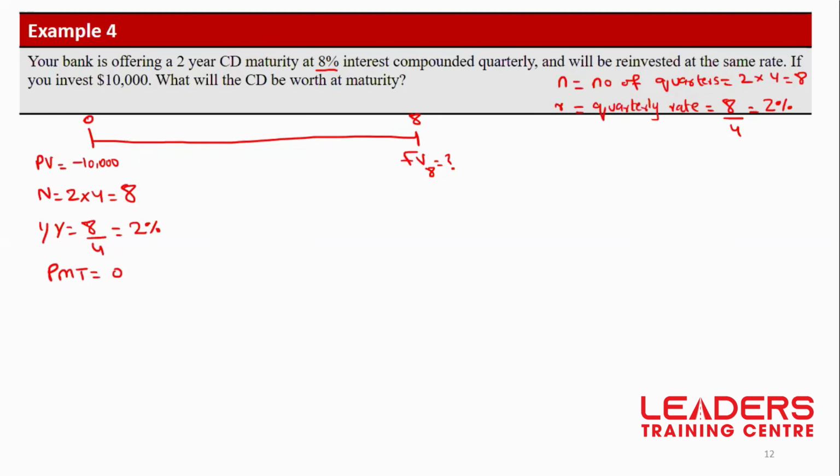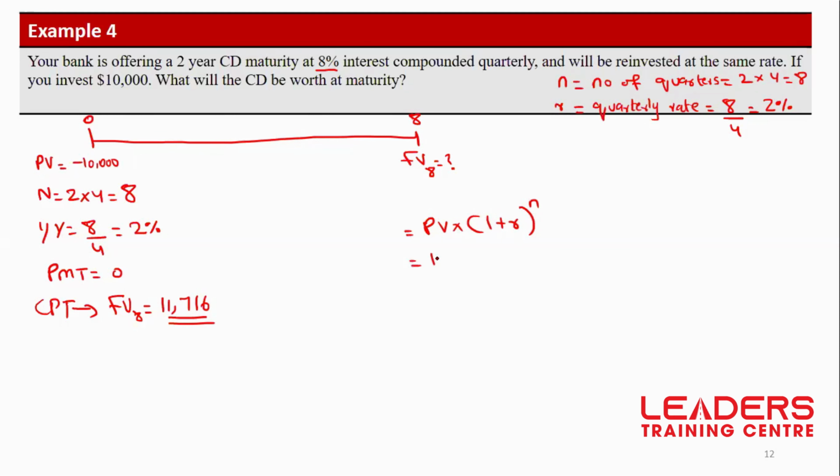And all we would then do is simply compute the future value, and this should actually give us the answer. If it's quarterly compounding, it should give us 11,716. That's the answer. If you're doing it using the formula, you would just say present value times 1 plus the quarterly rate to the power of the number of quarters. So that's extremely important, right?